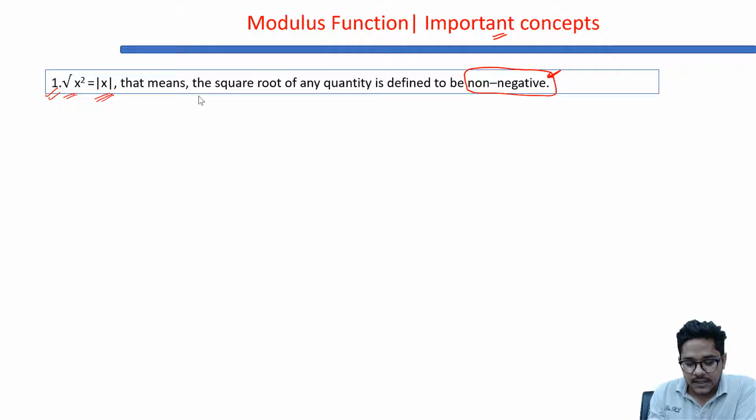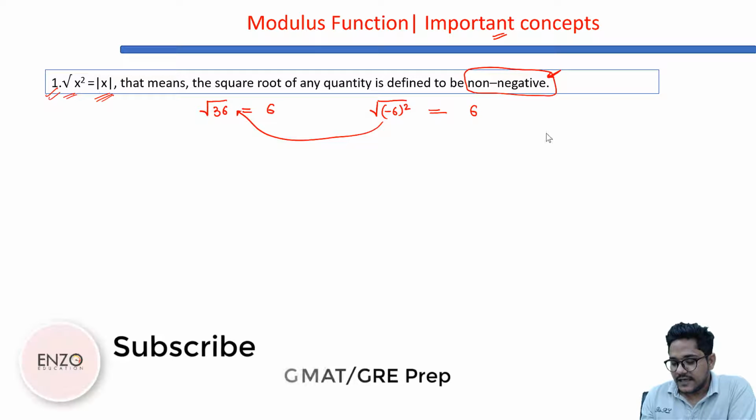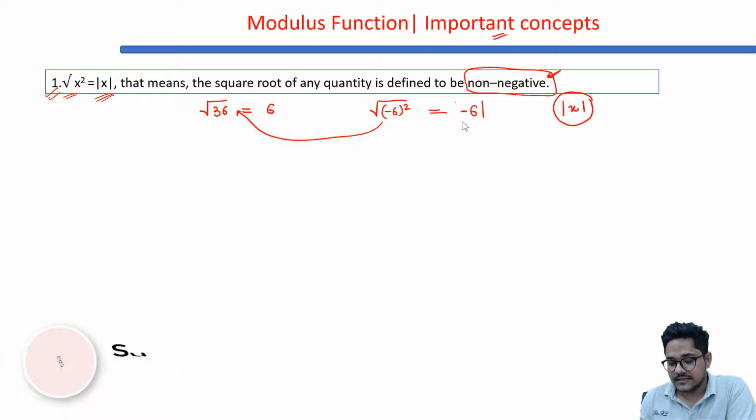Now let's take an example. What is the value of square root of 36? It will always be equal to 6. And what would be the square root of (minus 6) whole square? This is nothing but the same 36, and this will also equal 6. So in both the cases we are writing 6 because we are taking the value as modulus of x. In this case we are taking minus 6 and modulus of minus 6.